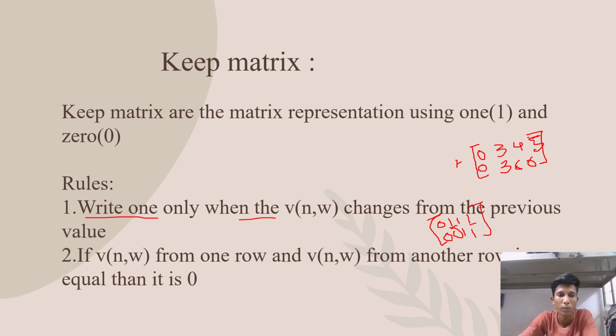Now the second rule: if V of n comma w from one row and V of n comma w from another row are equal, then write 0. Consider the first row and the second row. The first row's second element and the second row's second element are the same. So in the second row of the keep matrix, write 0.